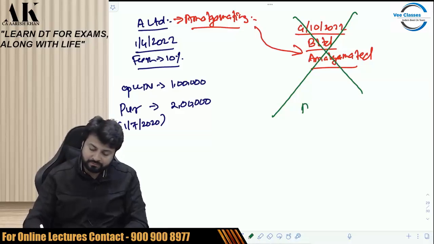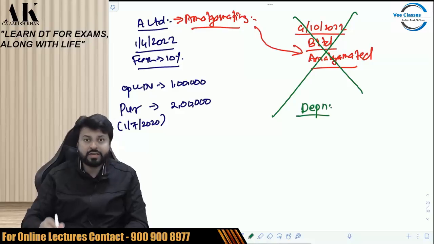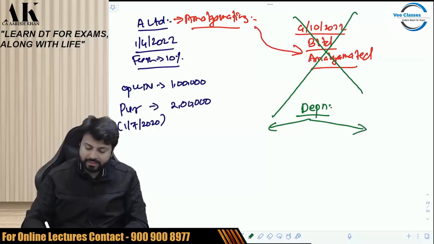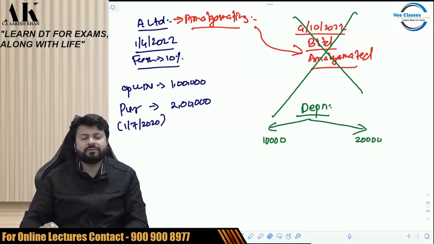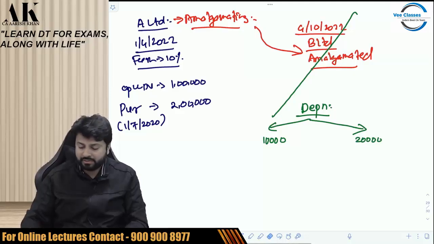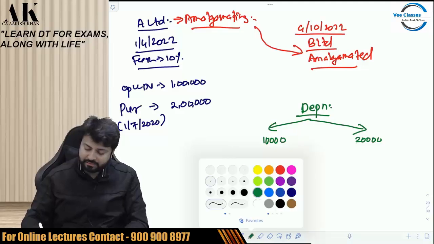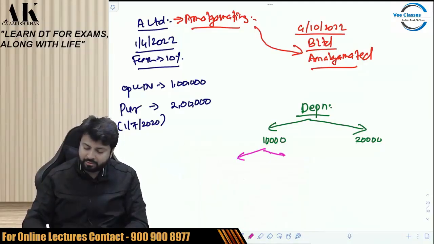So let's compute now. If I compute depreciation with an assumption that no amalgamation has taken place, then on 1 lakh rupees I will get depreciation of 10,000, and on 2 lakh rupees I will get depreciation of 20,000 rupees. Now the government says to segregate that between both of them, that is, between A Limited and B Limited.